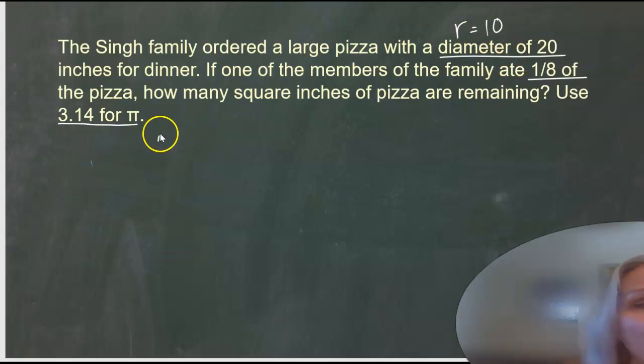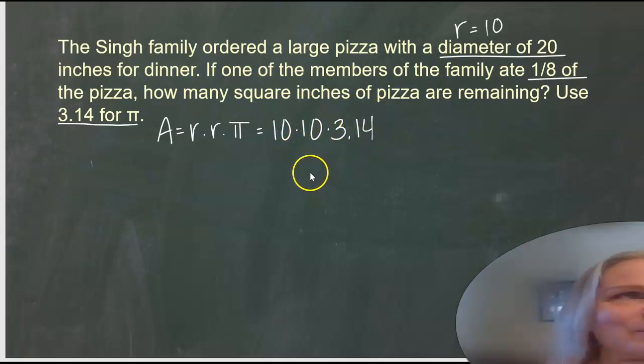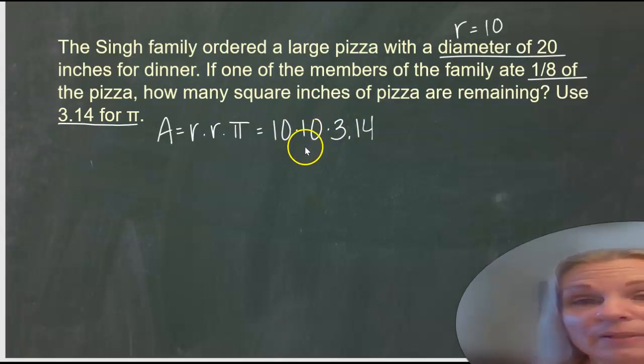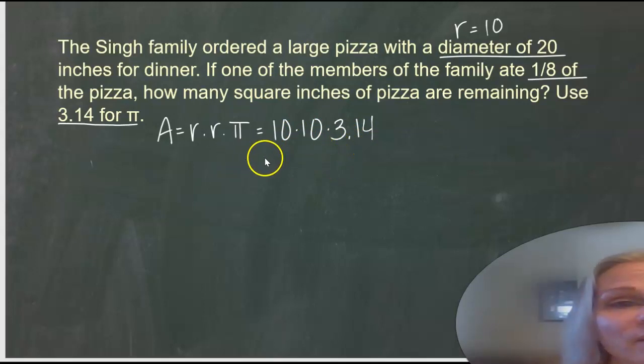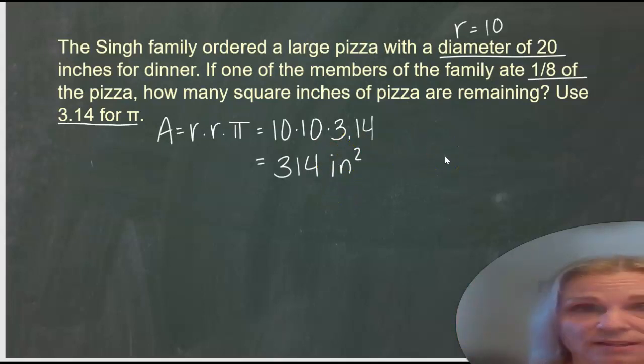So my area is going to be r times r times pi, and that's going to be 10 times 10 times 3.14. Well, I can do that in my head because 10 times 10 is 100. And if I multiply by 100, that means I move the decimal point 2 to the right. So that is 314, and this is square inches. All right, so that's the whole pizza.